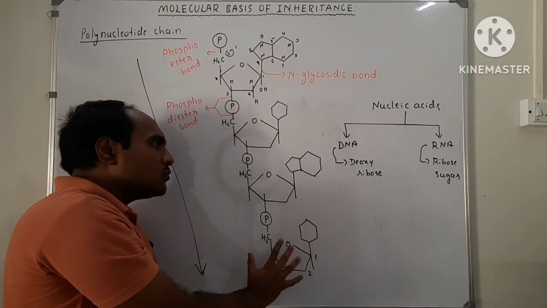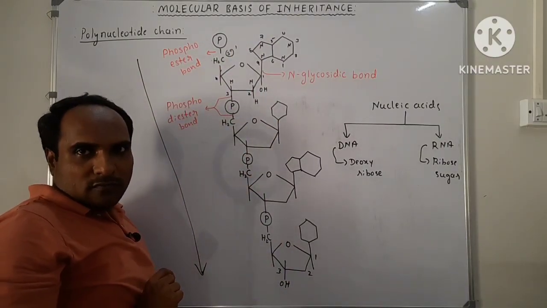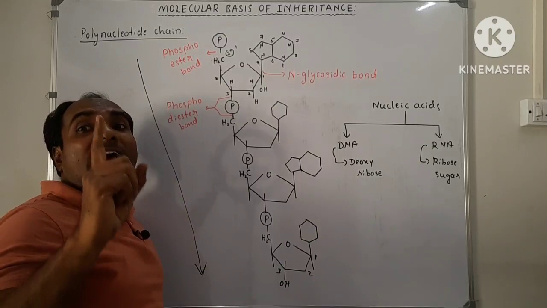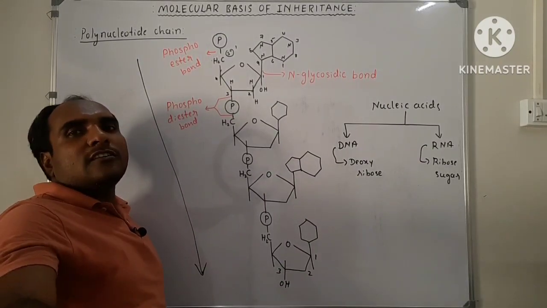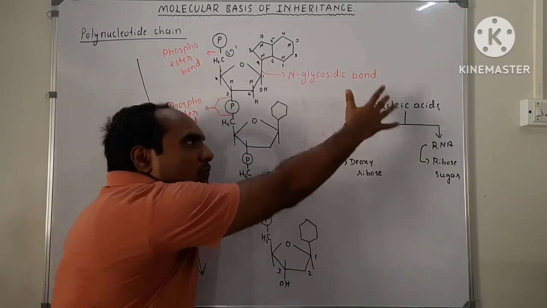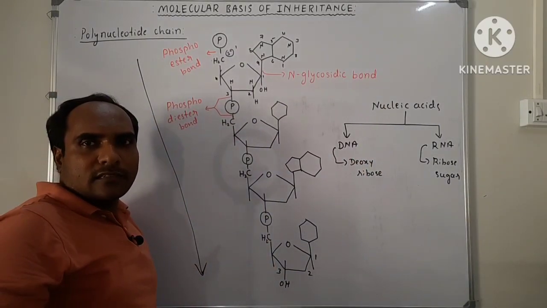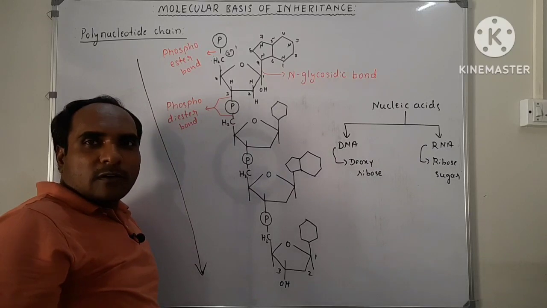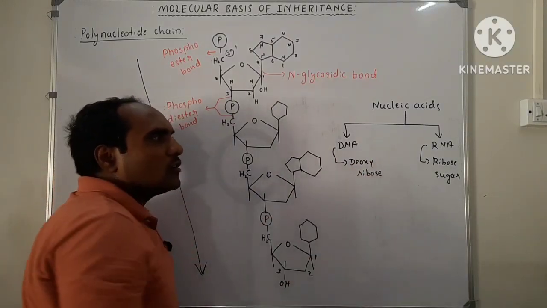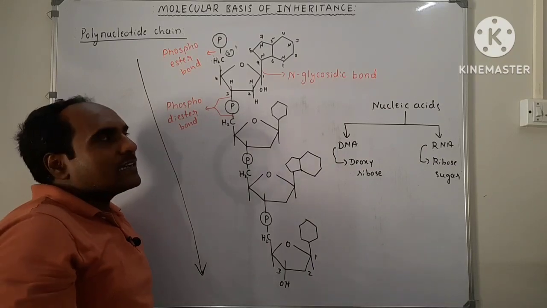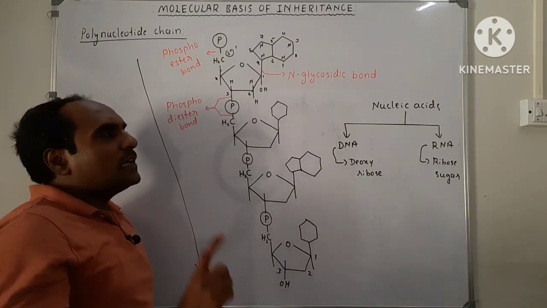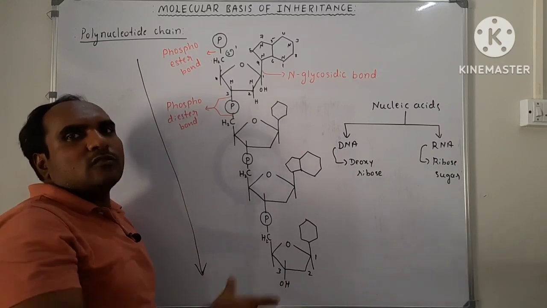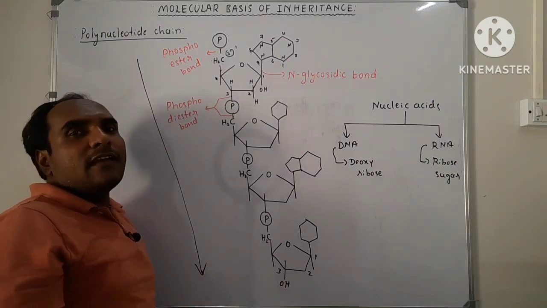Many nucleotides combine together with the help of a phosphodiester bond, okay, and form a polynucleotide chain. This polynucleotide chain is called what? Nucleic acids. If in a polynucleotide chain the pentose sugar is deoxyribose, then that type of nucleic acid is called what? DNA, deoxyribonucleic acid. If the polynucleotide chain contains ribose sugar, then that type of nucleic acid is called ribonucleic acid. In this way, based on whether it contains deoxyribose or ribose sugar, nucleic acids are classified into two types. They are DNA and RNA.